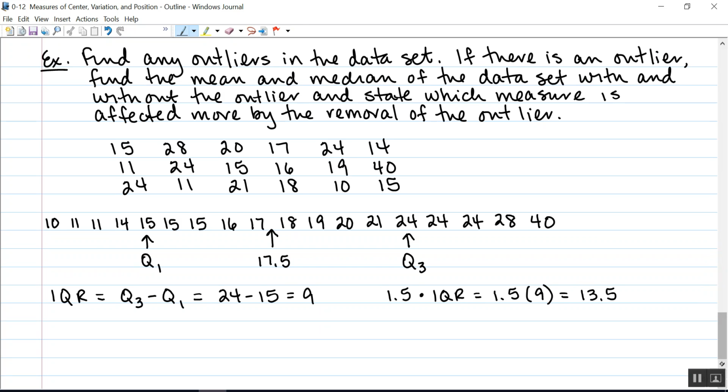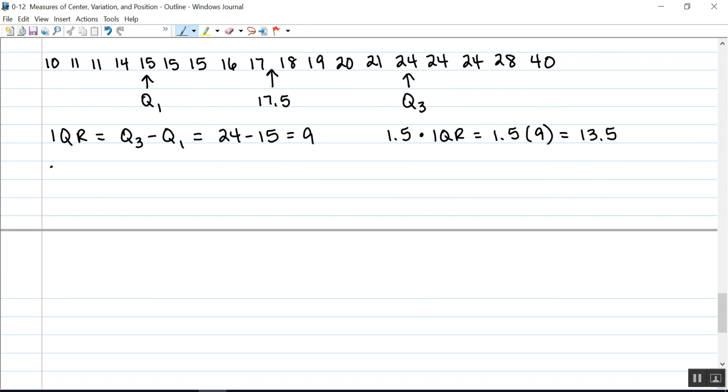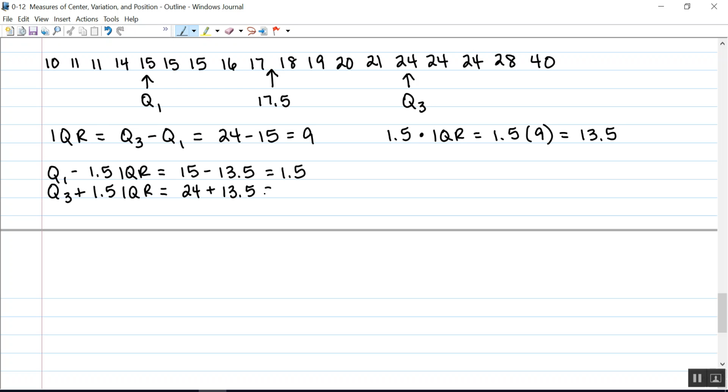So let me scroll down a little bit here. Kind of keep an eye on our data values here. I'm going to take the first quartile minus 1.5 of the IQR, and that's going to be 15 minus 13.5, or 1.5. I'm going to take my upper quartile, my Q3, and add 1.5 of the IQR to that value, or 24 plus 13.5, or 37.5. So that means that outliers, I'll go ahead and write it over here.